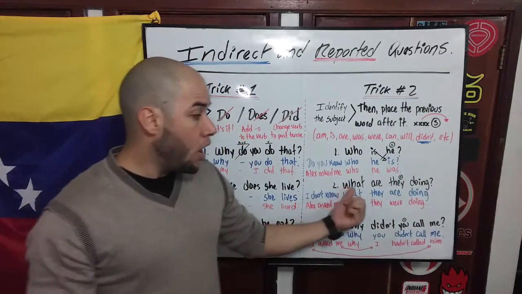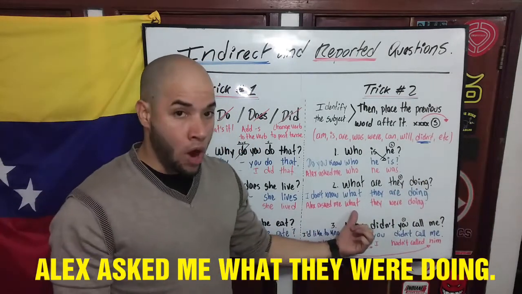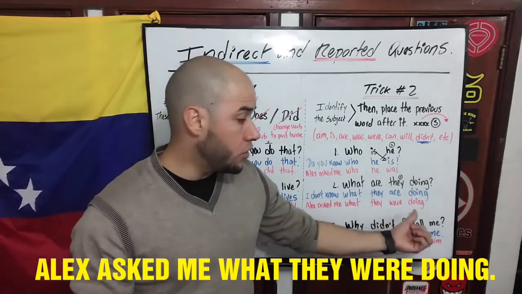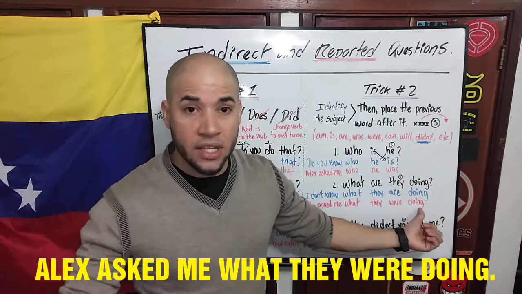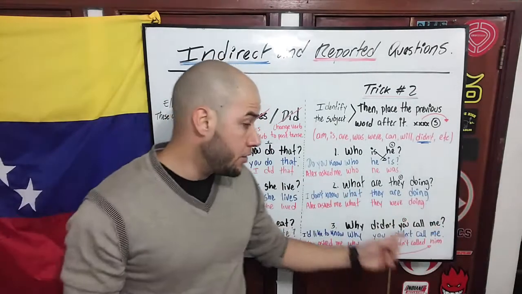Then we have, what are they doing? Alex asked me what they were. In the past tense, "are" would be "were." So we repeat "doing," and that's it. That's correct. We have an indirect question. I'm sorry, we have a reported question here.